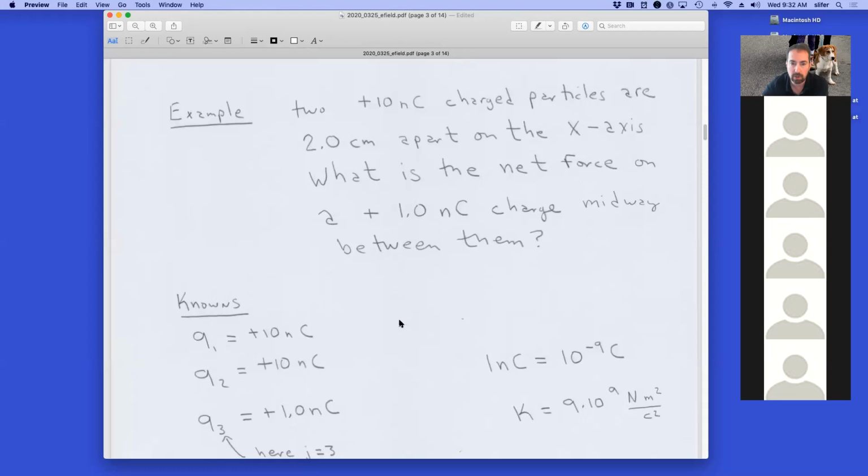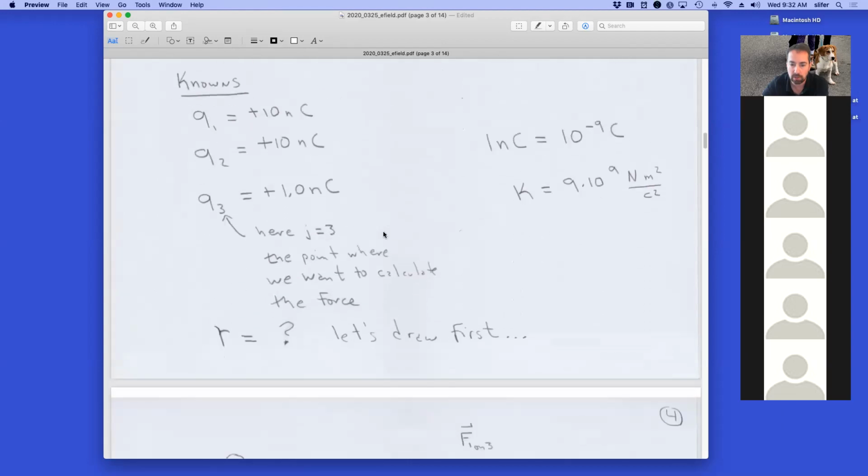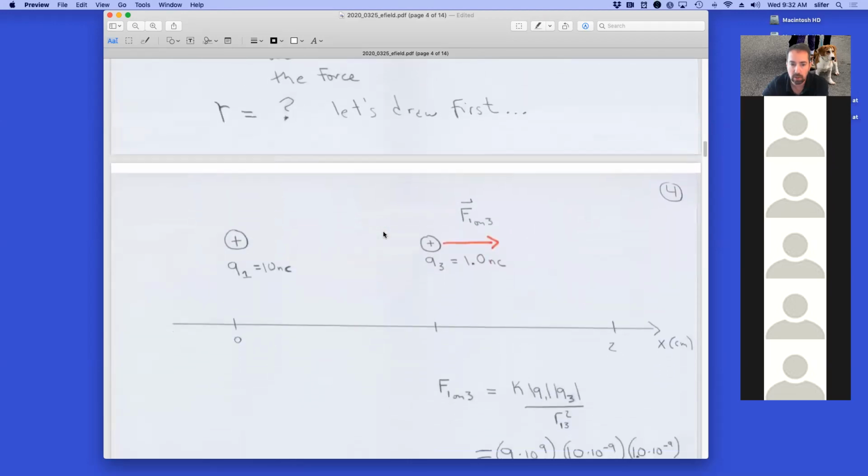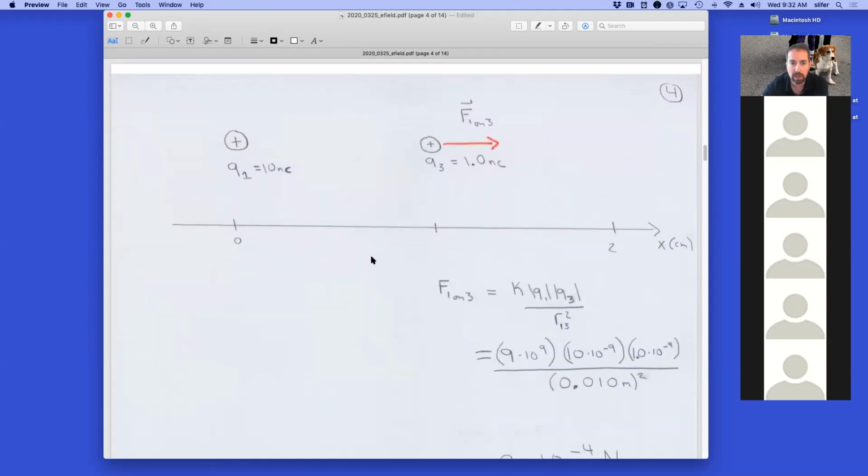Then it's asking me, what is the net force? So I'm going to have to figure out the force of each of these charged particles on the charged particle in the center. Now let's get to drawing this. I'm going to have a 10 nanocoulomb particle here, a 10 nanocoulomb particle 2 centimeters away. I haven't drawn it here just for simplicity, because I want to break this down into manageable bite-sized bits. The idea is to figure out the net force on this Q3.